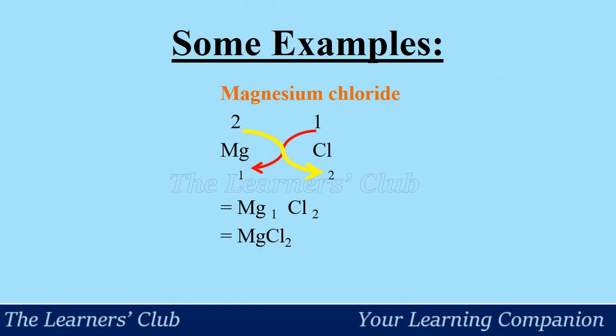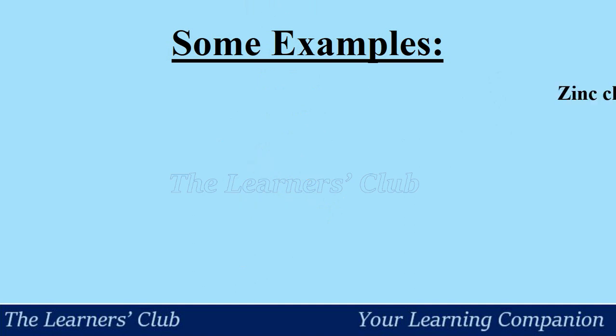Now 1 doesn't need to be written, so the final formula for magnesium chloride is MgCl2. I hope you understand and have done correctly.